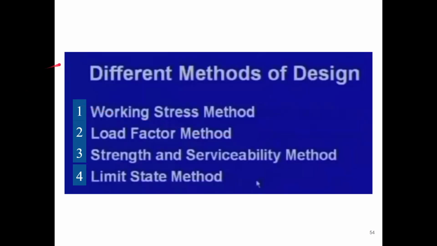So let us go into the various design methods of RC structures. There are various design methods and they have evolved over time. The various methods of design which have been used in concrete design are these. First, initially it was the working stress method. Second, the load factor method. Third, the strength and serviceability method. And fourth, which is used currently and which we will be using, the limit state method.